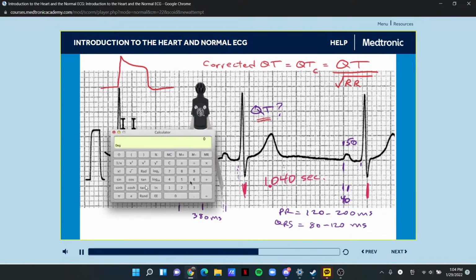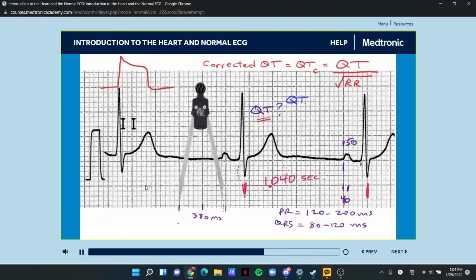Now you really need to get your calculator out. We'll take the QT interval that we measured, which was 380, and we'll divide that by the square root of this number. So we put 1.04, take the square root of that, and then the equal sign gives you this number of about 372. So then the QTc, or corrected QT interval, is equal to 372 milliseconds.